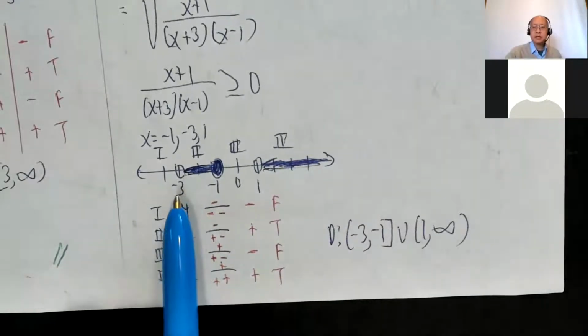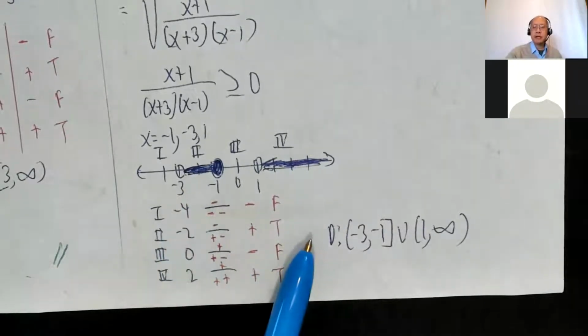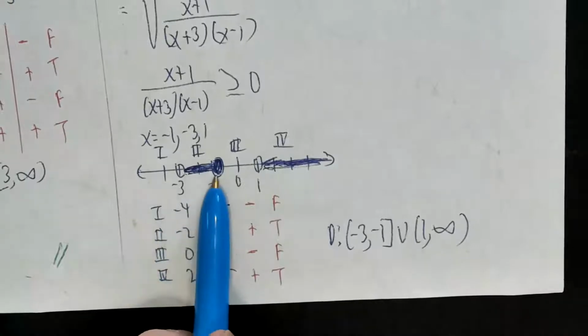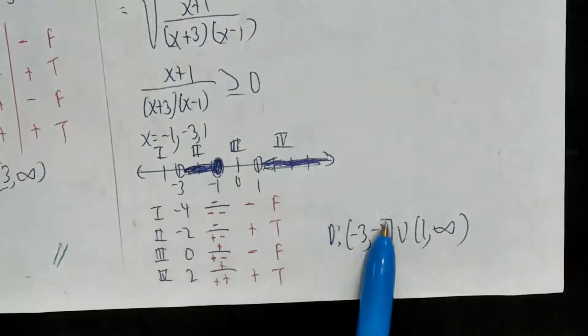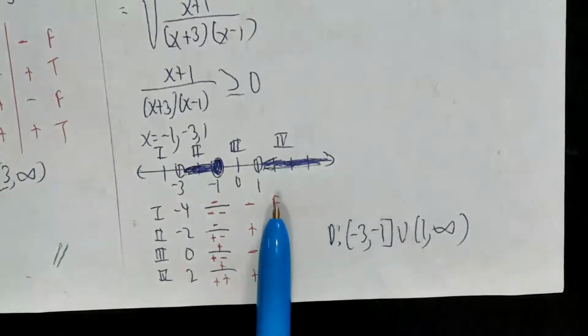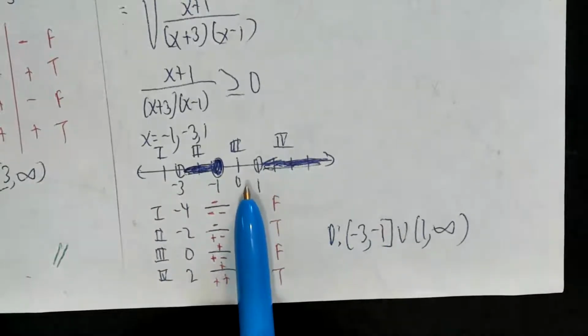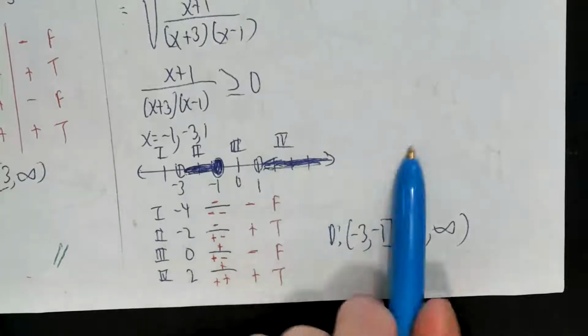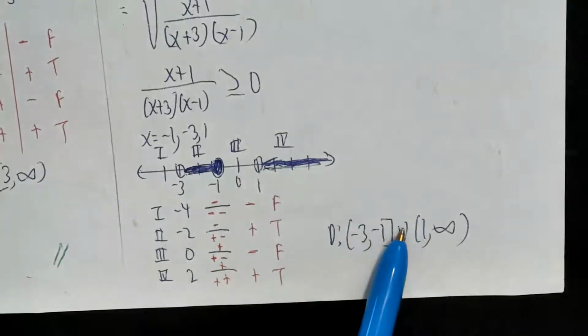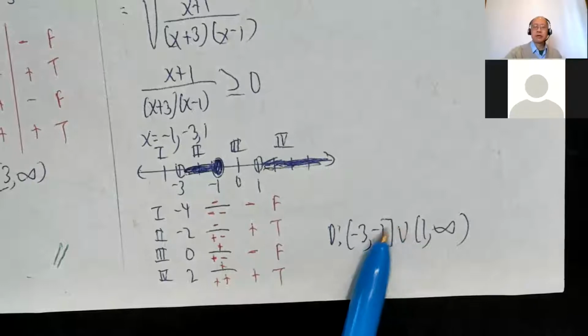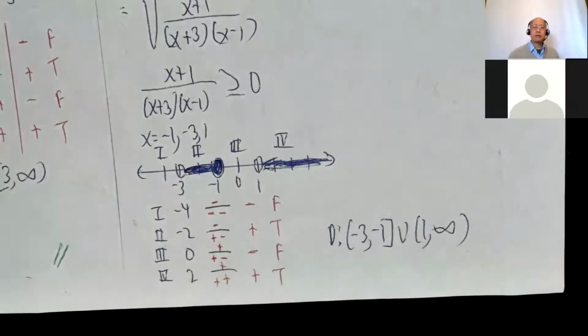So parenthesis, -3, comma, -1, bracket because I'm including the -1. Union, parenthesis 1, comma, and then I shade all the way to the right. So infinity on this side. So that pretty much does it for that.